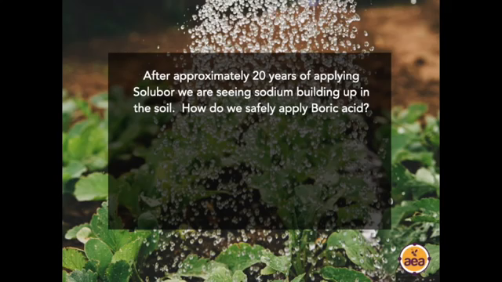It's going to be more work to dissolve it and get it solubilized in water, but it's still possible. So you need to use hot water and solubilize it and apply it in that form.